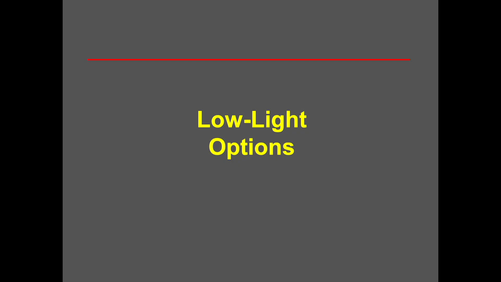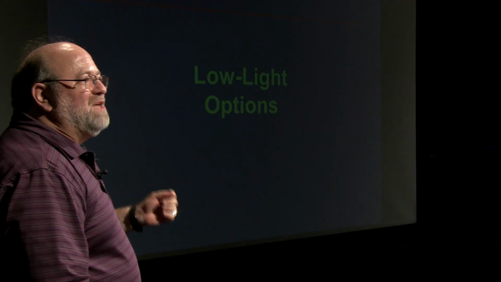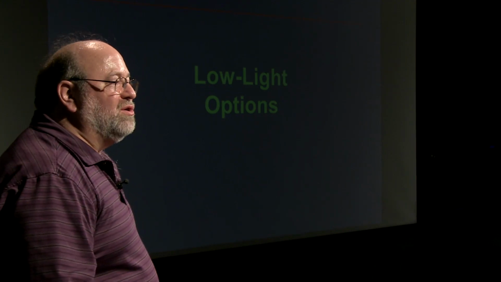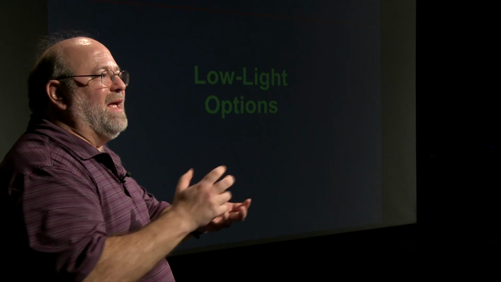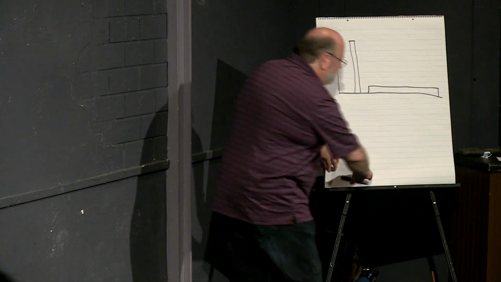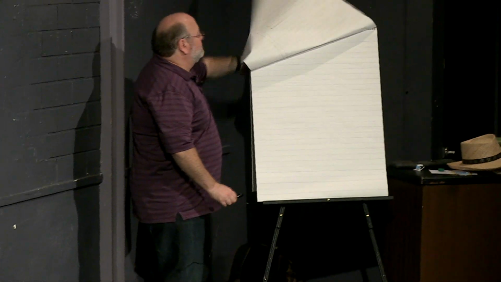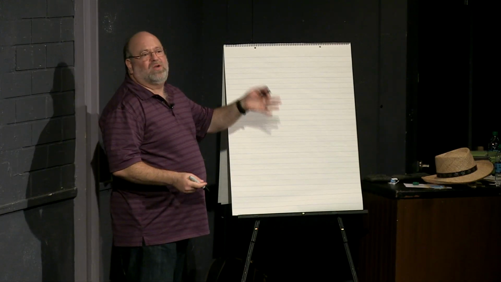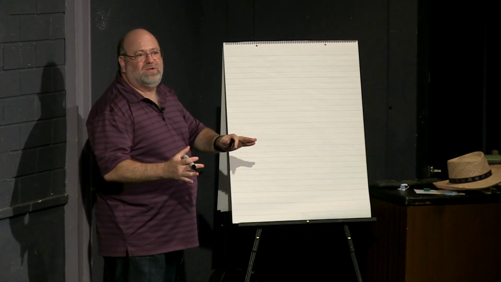Let's talk about low light options. Once upon a time, there was a rule of thumb regarding what's the slowest shutter speed you can use and still not worry about camera shake. The rule was 1 over your focal length is the smaller that you can use.